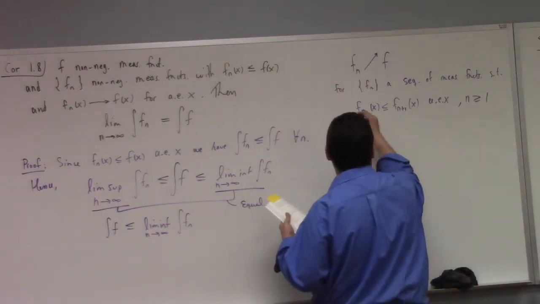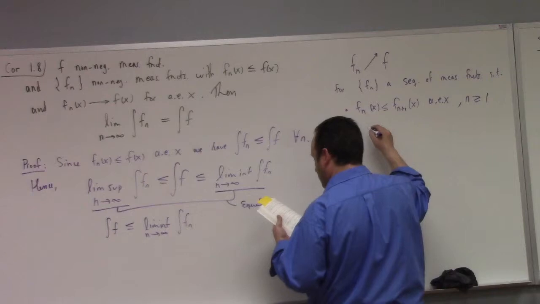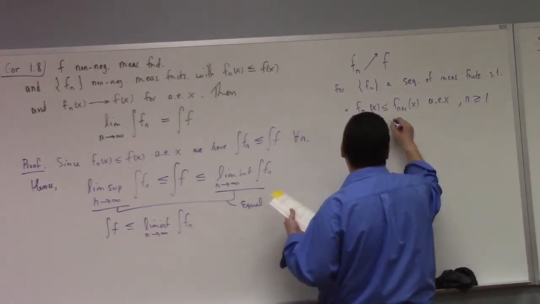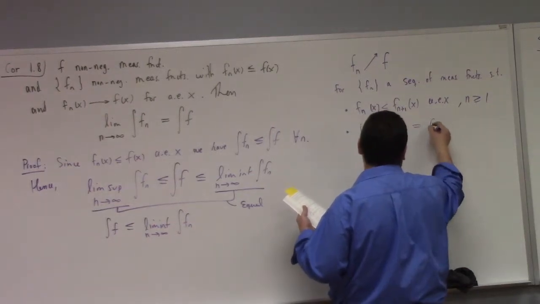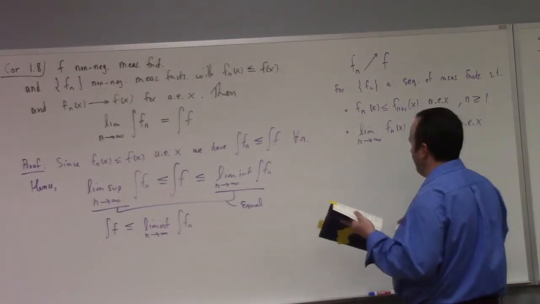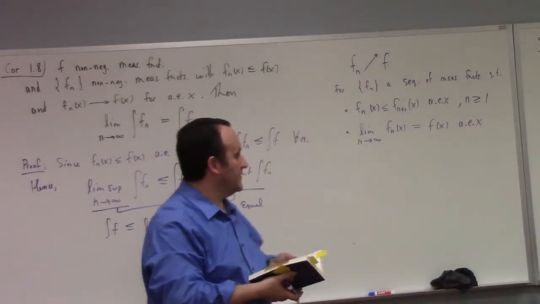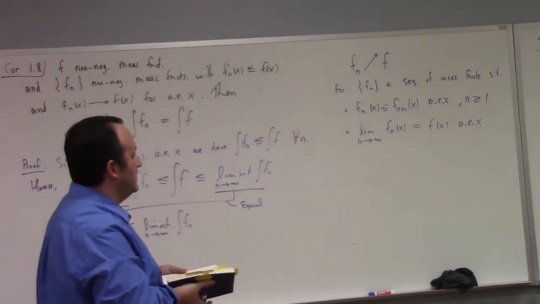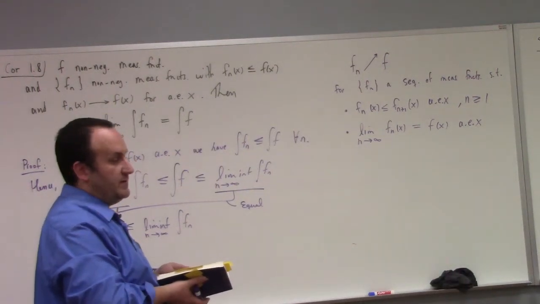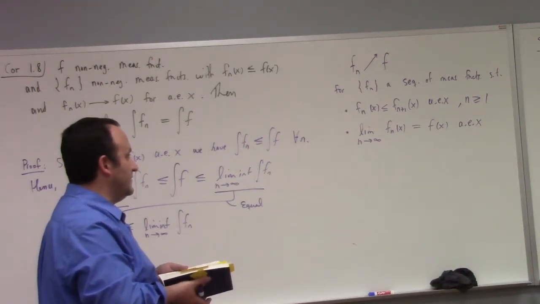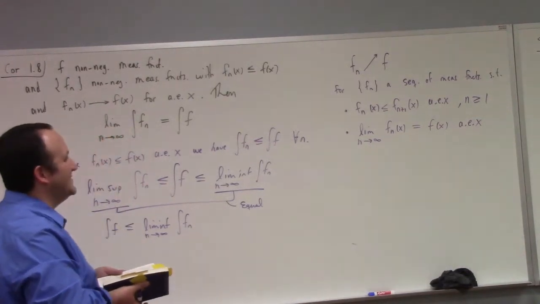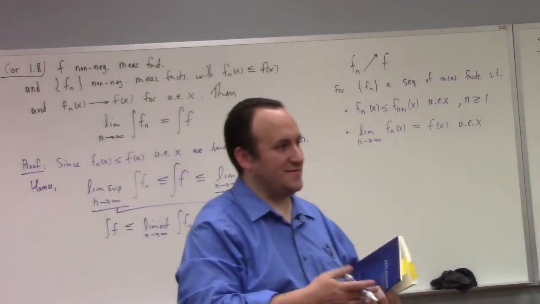And also the limit as n goes to infinity of fn of x is equal to f of x, almost every x. So both this inequality for the functions in the sequence, and also that the limit of the sequence of functions is f, again both for almost every x. We put those two together and just say fn goes to f.